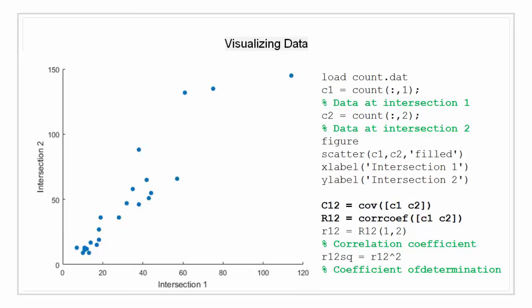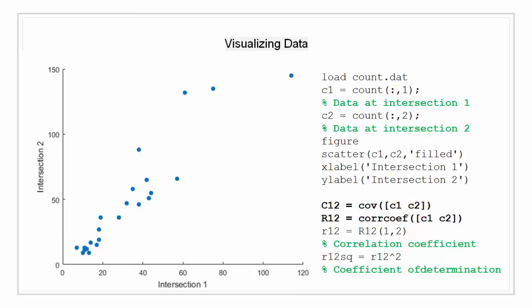This plot shows the relationship between the traffic volume at the first two intersections, that is intersection 1 and intersection 2. I have also computed the covariance. The covariance is computed by the cov function that measures the strength of linear relationship between the two variables, that is, how tightly the data lies along a least squares line through the scatter.